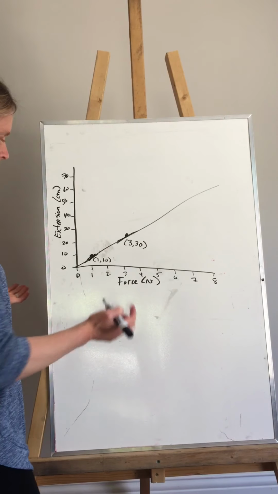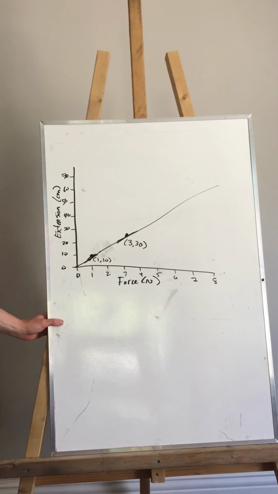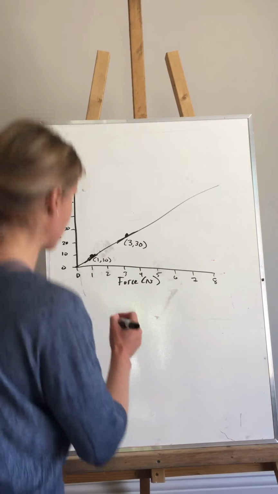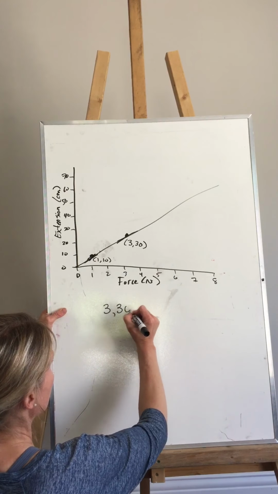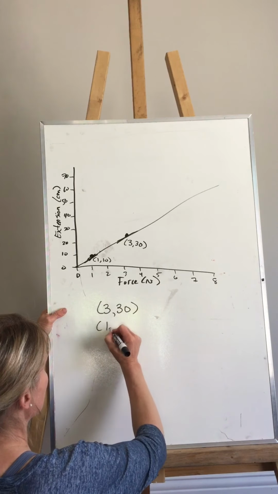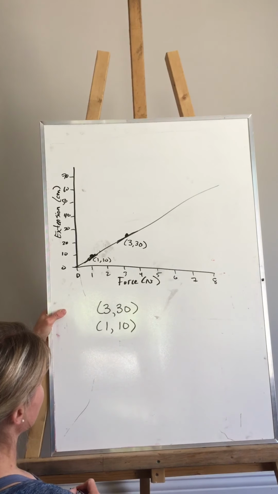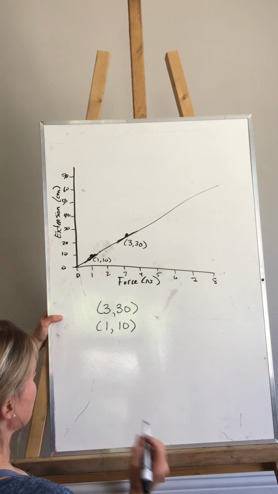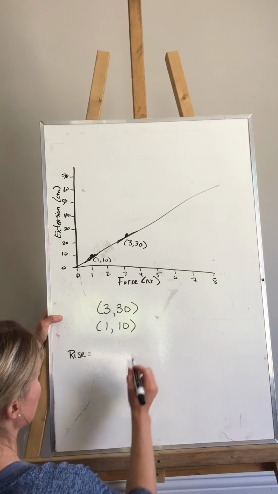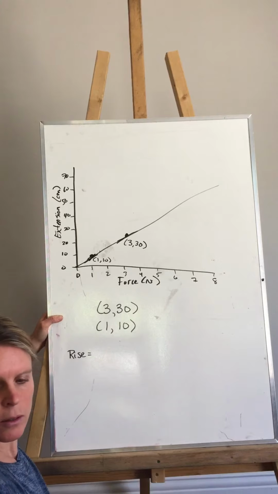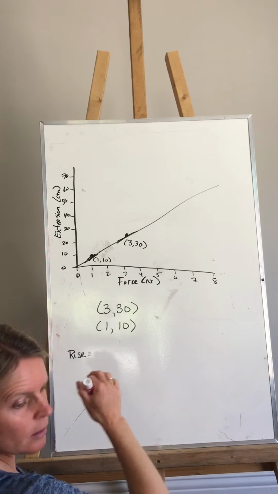That's my first step, right? Pick my 2 points. My second step is going to be stacking those points. So let's stack them 3, 30, and 1, 10. Okay, that's step number 2. Step number 3 is calculating my rise. So my rise is going to be subtracting, let's do this.